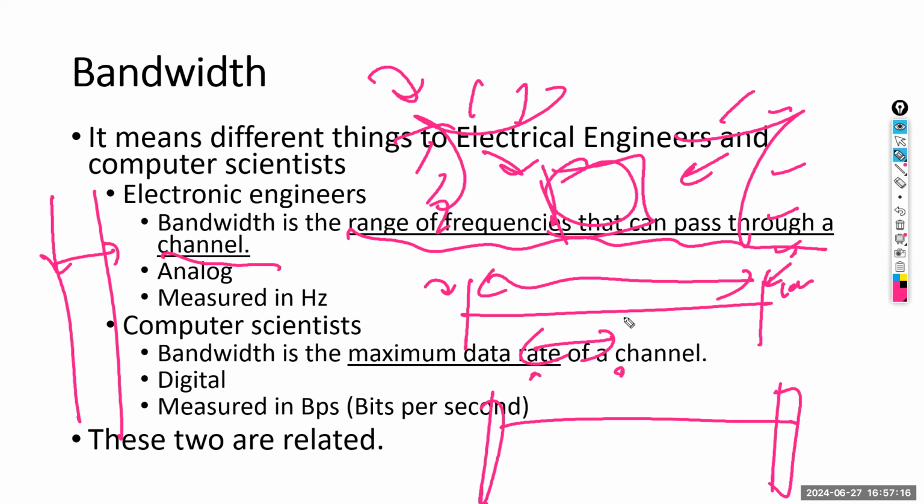Because bandwidths are limited, we try to get the maximum out of the bandwidth. So that is frequency range, the electronic engineer's view of bandwidth. In general, the higher the bandwidth, the better. That means you have more opportunities, more possibilities to send multiple signals.